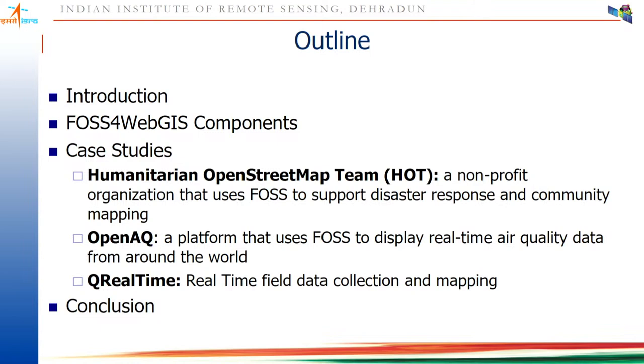Then OpenAQ, another project, where I tried to use different, diverse case studies. This platform uses free and open source software to display real-time air quality data around the world. We'll see how different Internet of Things sensors, IoT based technology, can be used to integrate different sensors, like here in our case real-time air quality sensors of different make integrated into one platform. Then the third case study, QRealTime, an in-house developed plugin for QGIS which helps you in real-time data collection and mapping. Then we'll conclude.